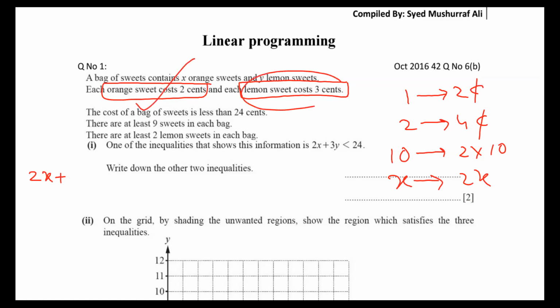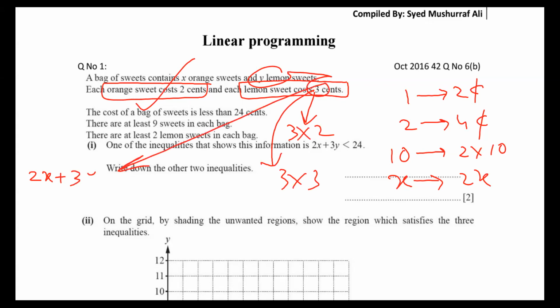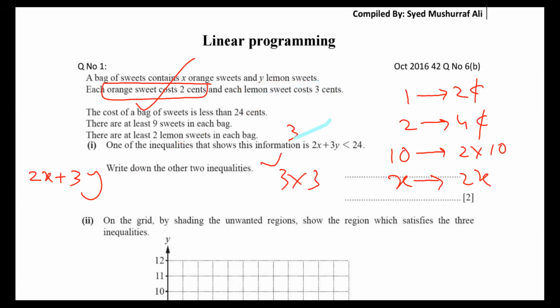Let's talk about the lemon. One lemon sweet is 3 cents. Two lemon sweets, 3 into 2, so three twos are six cents. Three lemon sweets, so 3 into 3, 9. And Y lemon sweets, so 3 into Y. I got 3Y. This is the money you have to spend on lemon, and 2X is the money you have to spend on oranges. I hope that's clear.